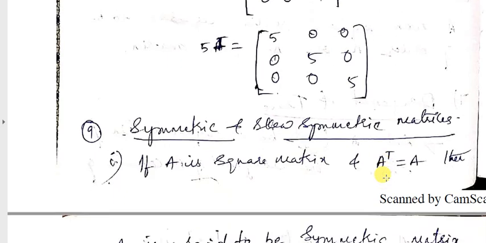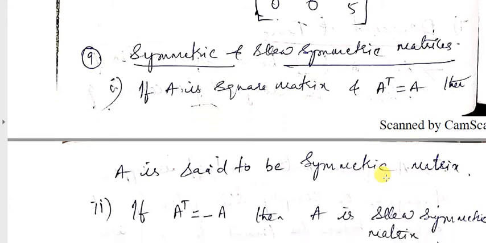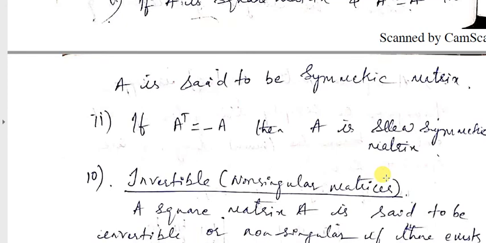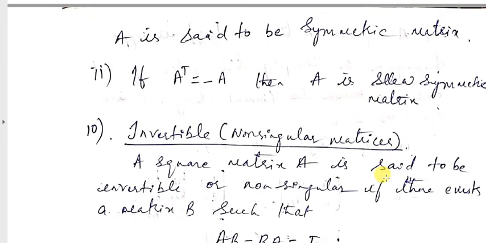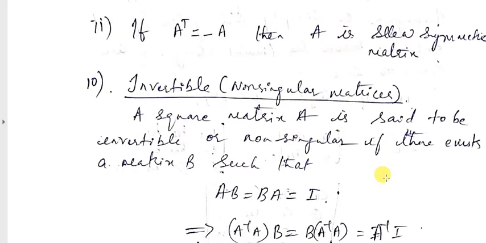So the next type is symmetric and skew-symmetric. If transpose of A is equal to A, then we call A a symmetric matrix. If transpose of A is equal to minus A, then we call the matrix A skew-symmetric.